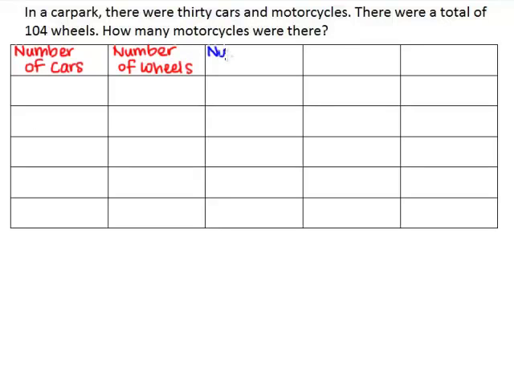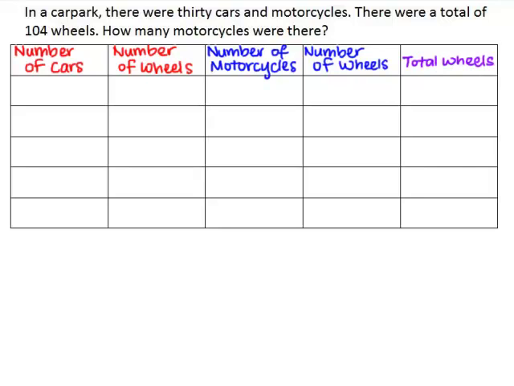In the third column, we will write number of motorcycles, and in the fourth column we will write number of wheels. These will be the wheels for the motorcycles. In the last column we will write total wheels.